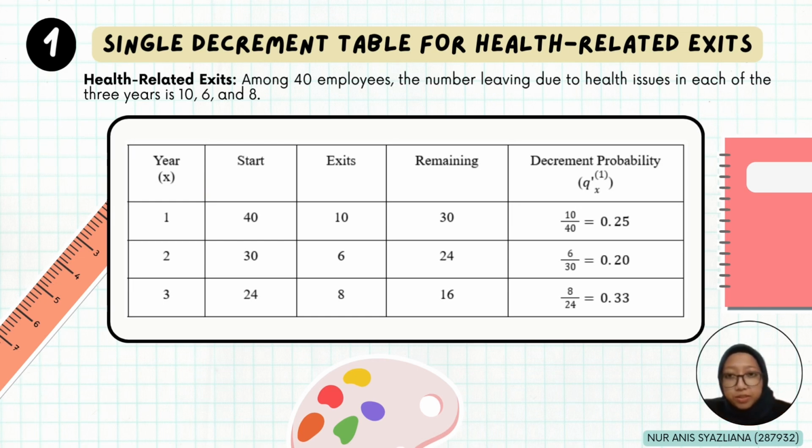Okay, firstly for the health-related exits. Among 40 employees, the number leaving due to health issues in each of the 3 years is 10, 6, and 8. So, we have to construct the table.